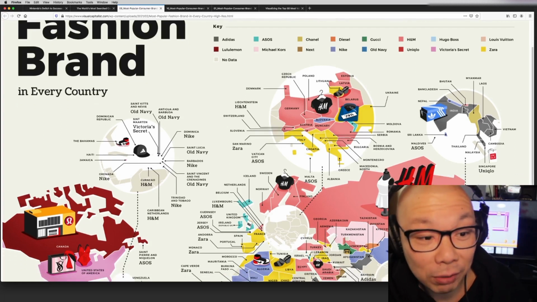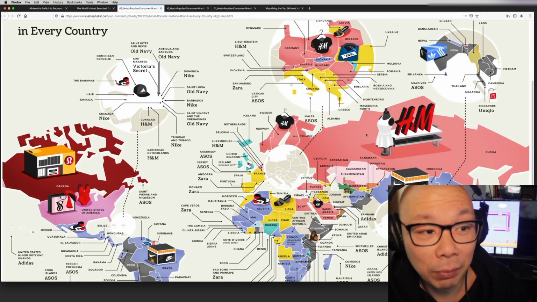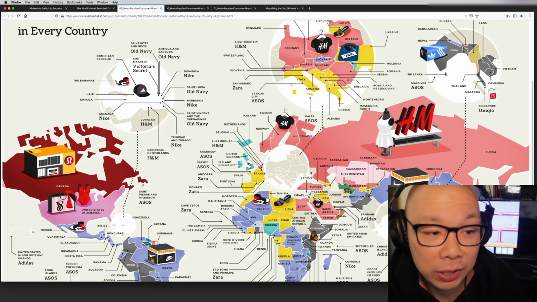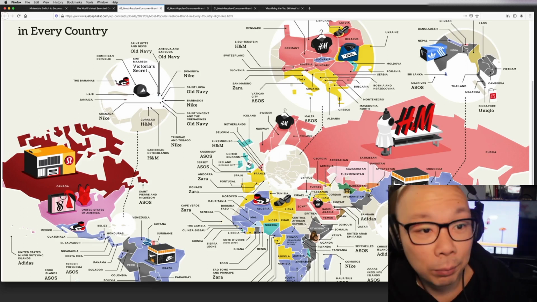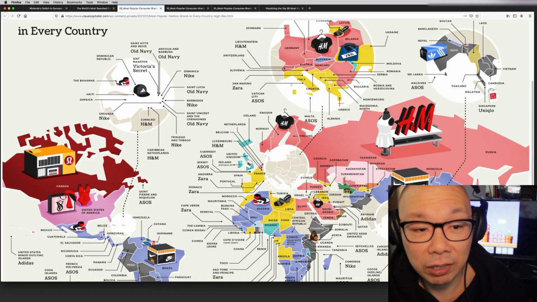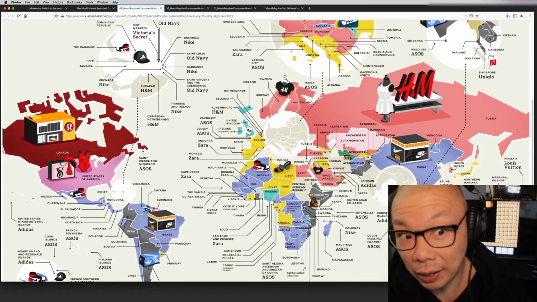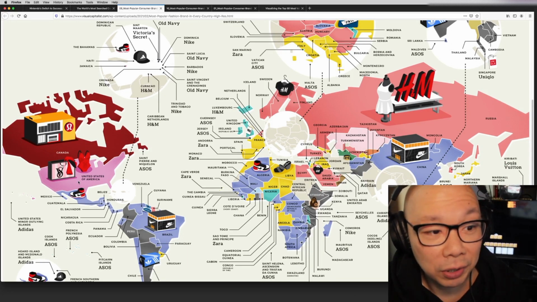H&M in, wow, you see this? This is H&M. I have no idea. I only know of H&M because I pass by it once in a while. I've never shopped there, but this is huge that they have this huge presence here. And then in China, it was Nike, which I thought United States would be Nike. I don't know how this Victoria's Secret got in here.